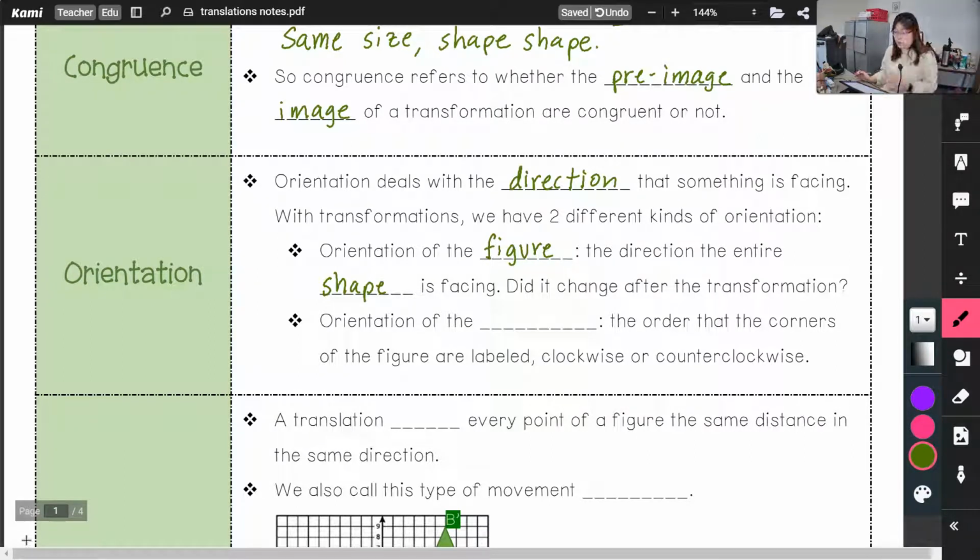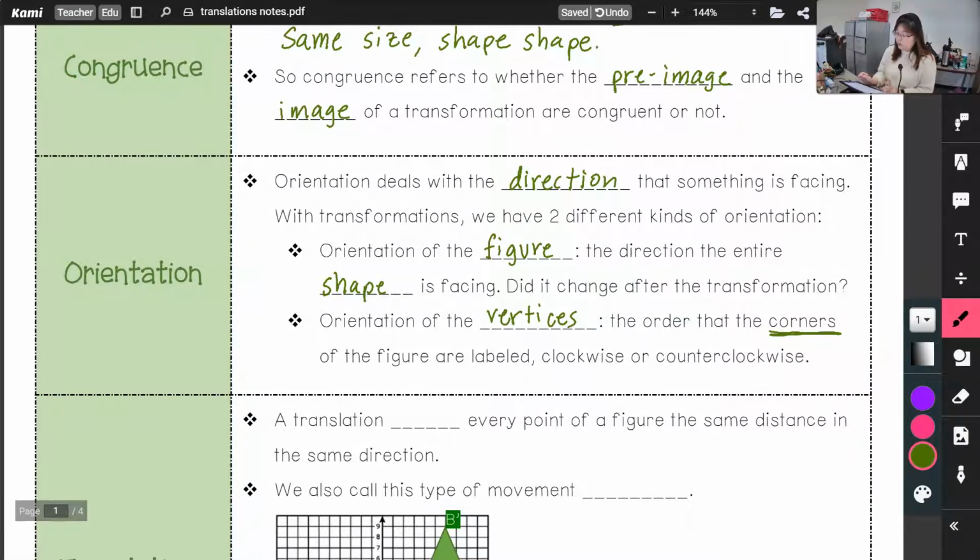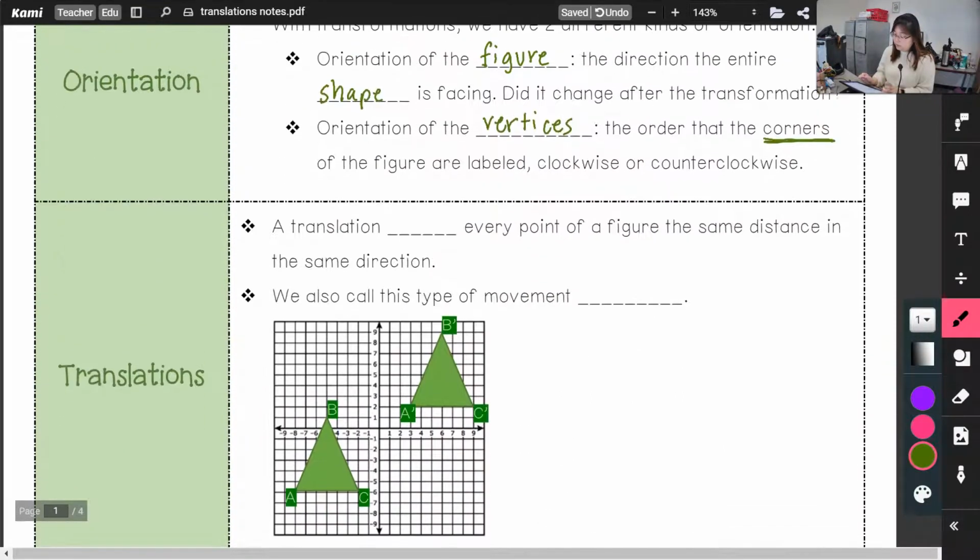Okay, the other type of orientation is orientation of the vertices. Okay, and remember vertices are our corners or our points on shapes. So orientation of the vertices is talking about the order that the corners of the figure are labeled. Like, for example, in this picture down here, it is labeled ABC, so that's the orientation of the vertices. And sometimes in certain transformations, when we transform it, it won't be ABC anymore. It'll change to like CBA or something.